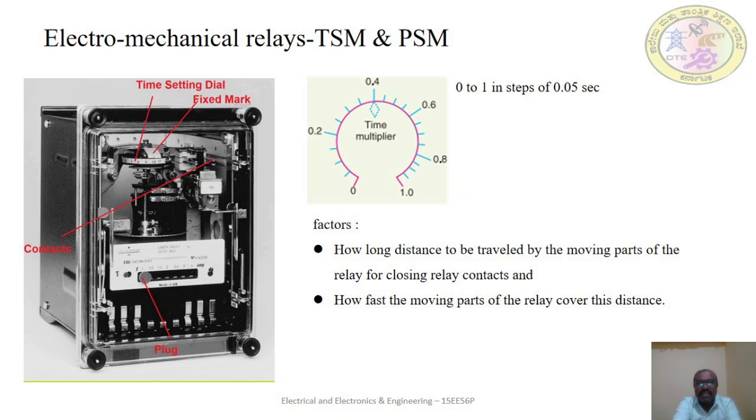When the time is set at 0.1, the moving parts of the relay travel only 0.1 times the total traveling distance to close the contact of the relay. So we get the total operating time of the relay for a particular PSM, as you can observe in the time versus PSM graph.